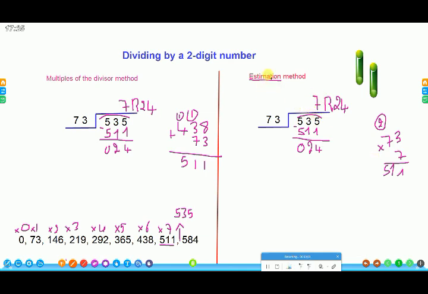If you notice here, when I use the estimation method, it's much faster. When I use the multiples method, sometimes it will take me a lot of time until I reach the correct multiple. In case you don't know your multiplication table very well, maybe you won't be comfortable using the estimation method. In this case, you use the multiples method, although it will take you a lot of time sometimes. But if you know your multiplication table very well, the estimation method is recommended, of course.